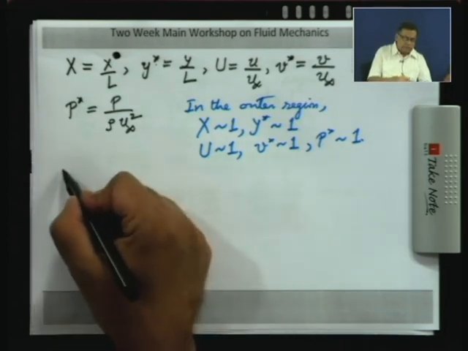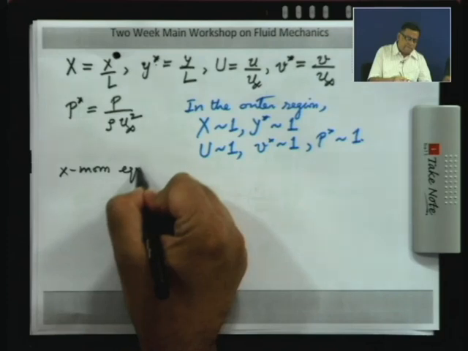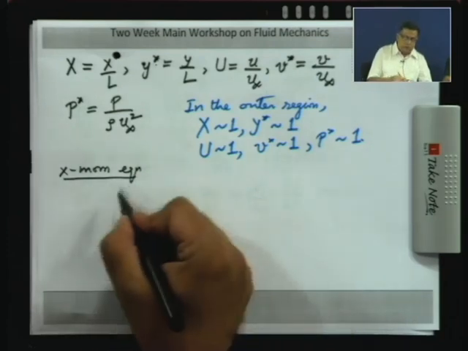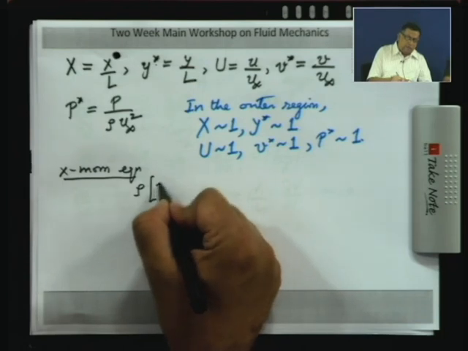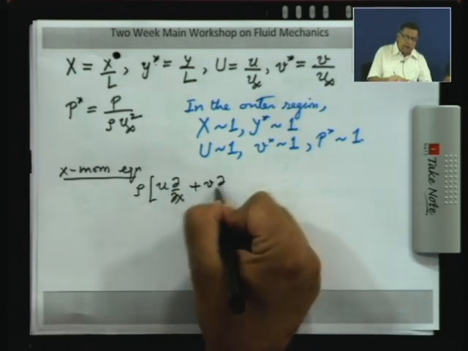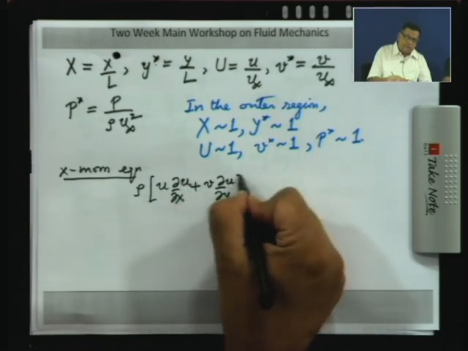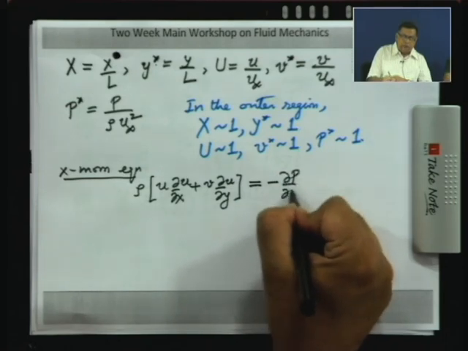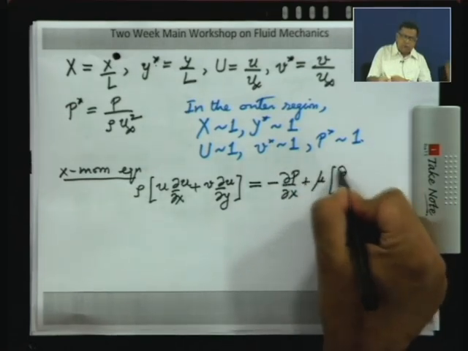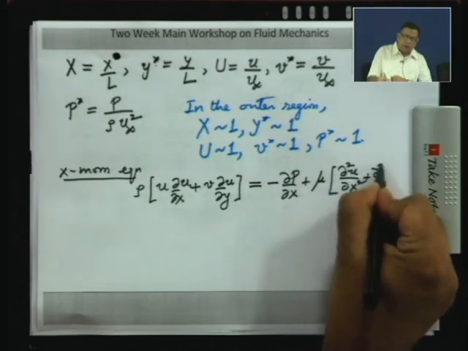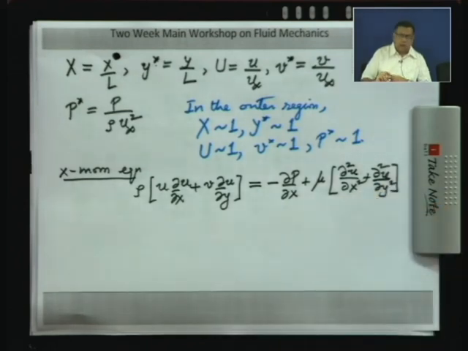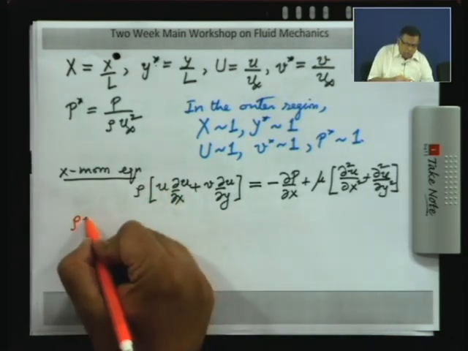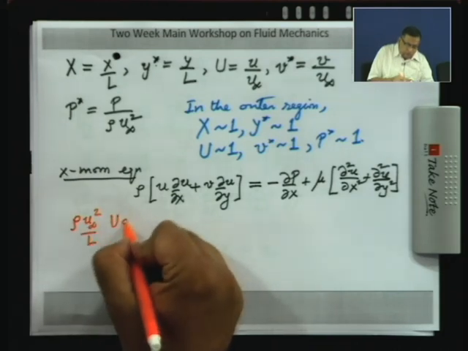Now, let us look at the x momentum equation. You are going to have rho times u del del x plus v del del y acting on u equal to minus del p del x plus mu into the Laplacian of u, which is del 2 u del x squared plus del 2 u del y squared. Now, we will introduce these non-dimensional variables which are order 1, and the first term on the right hand side I will write as rho u infinity squared by L into u del u del x.